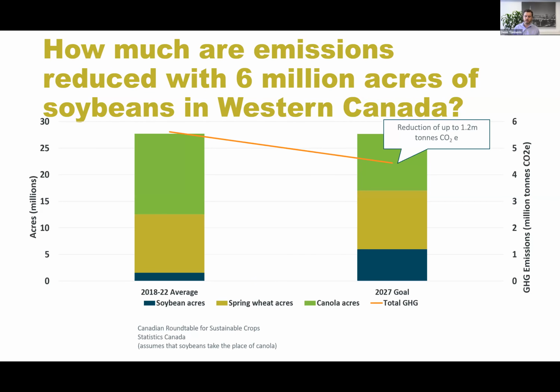This story could also be told around soybeans as well. There's a target of growing 6 million more acres of soybeans from Soy Canada in Western Canada, and that would help reduce emissions as well by a large amount of greenhouse gas emissions. That would be 1.2 million acres was the estimate that was produced by Soy Canada.